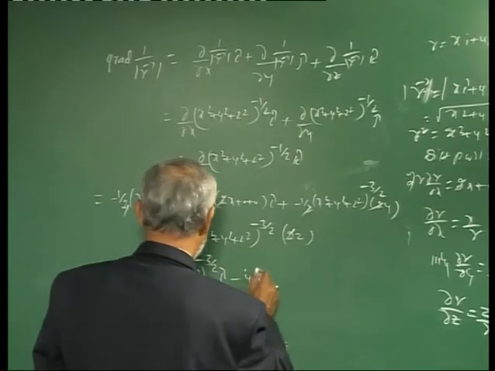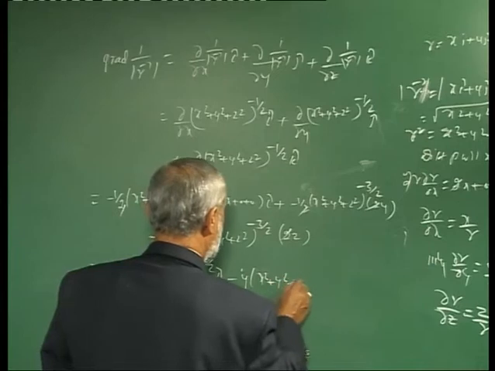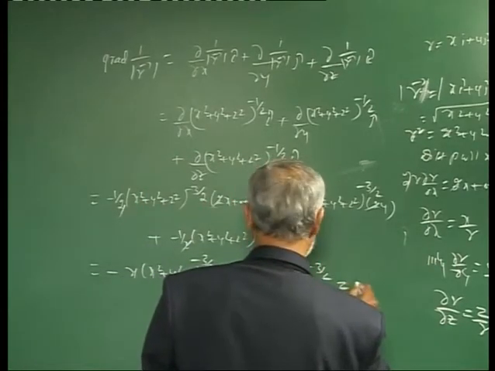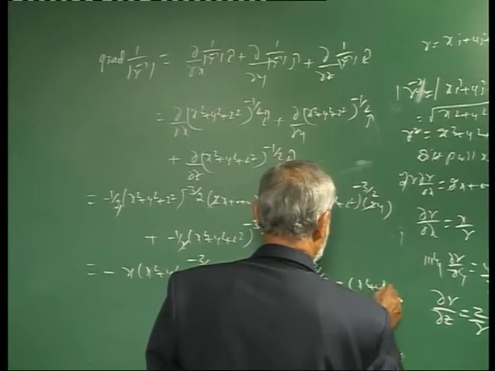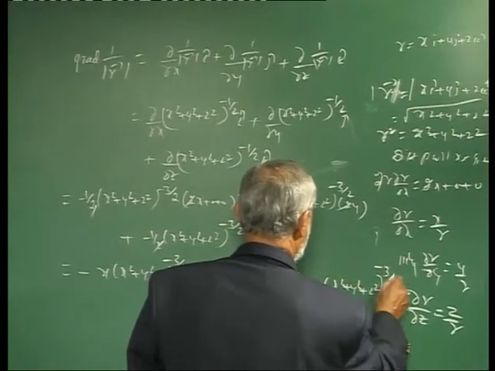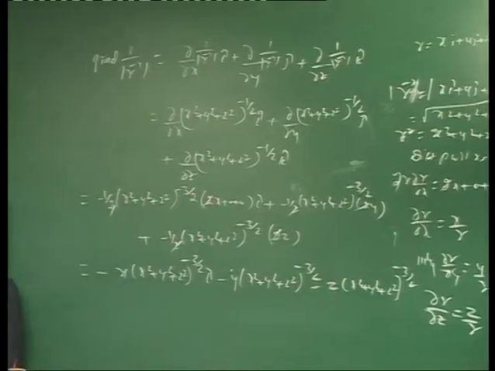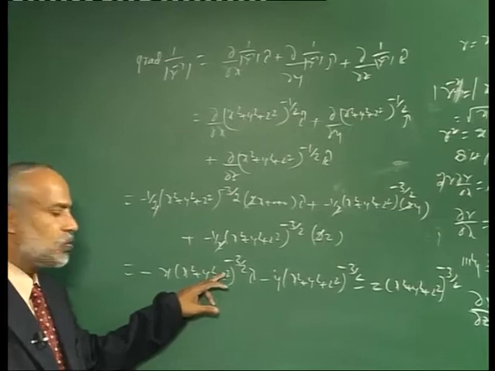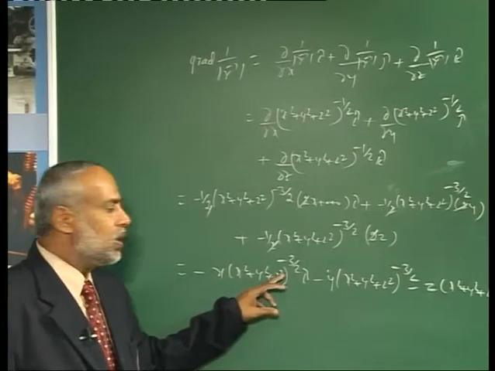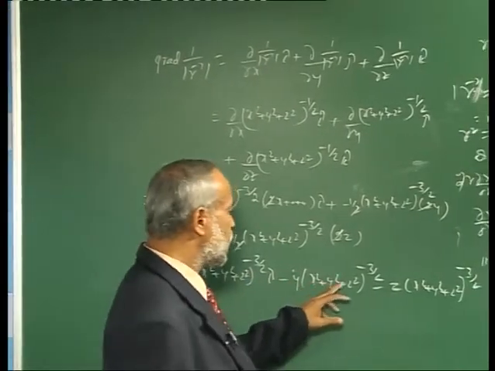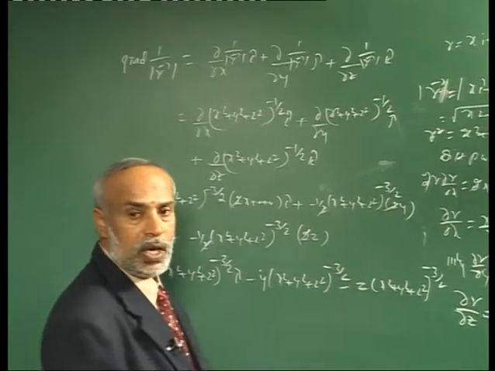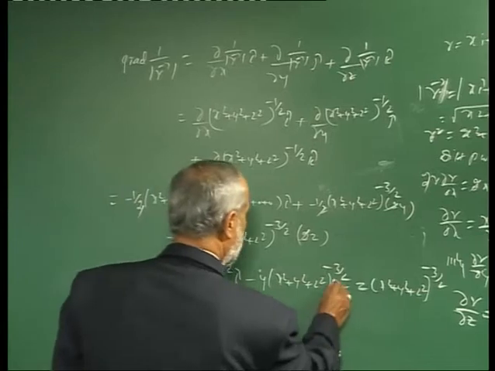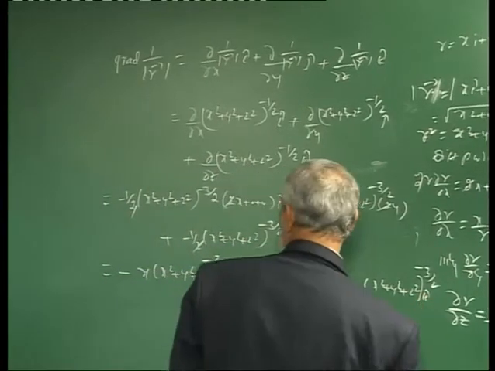Next, minus y into (x² + y² + z²) to the power of minus 3 by 2. Next, minus z into (x² + y² + z²) to the power of minus 3 by 2. See, here we have (x² + y² + z²) to the power of minus 3 by 2 common, into i cap, j cap and k cap.